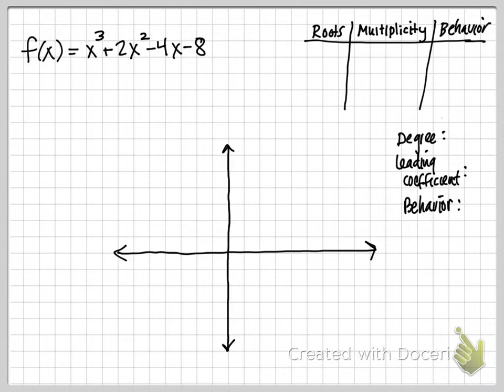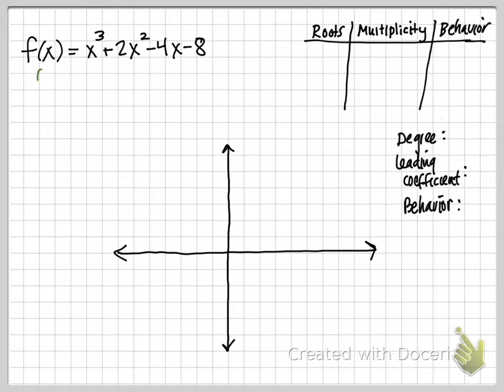We're going to be graphing this polynomial by identifying some characteristics like its roots, the multiplicity on the roots, and the behavior, whether it crosses or bounces off the x-axis. Then we'll find the end behavior of the polynomial by finding its degree and looking at the leading coefficient, because that's going to tell us how the arrows look on the left and right hand side.